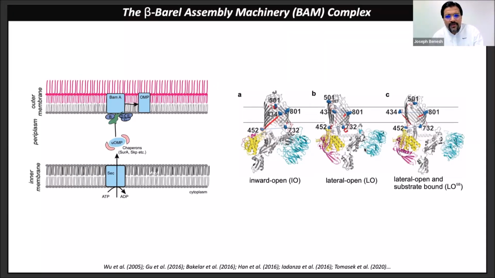So despite the availability of several structures for this complex, how the system achieves folding and insertion of the protein into the outer membrane remains elusive. And most importantly, it is suggested that the native membrane environment, as well as the symmetry of this environment, might be very crucial for the function.